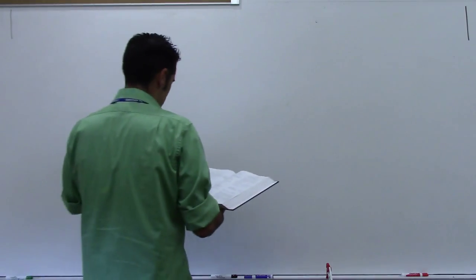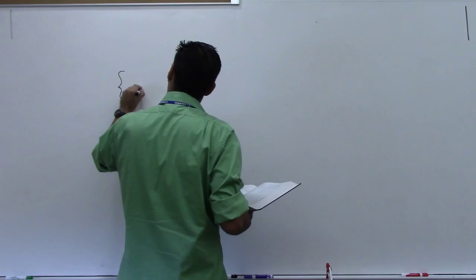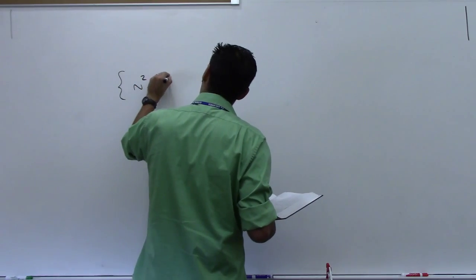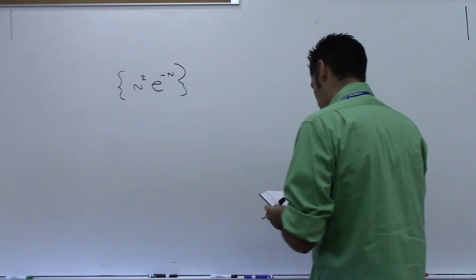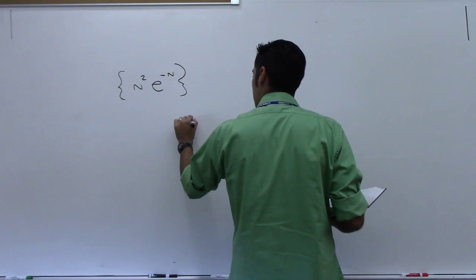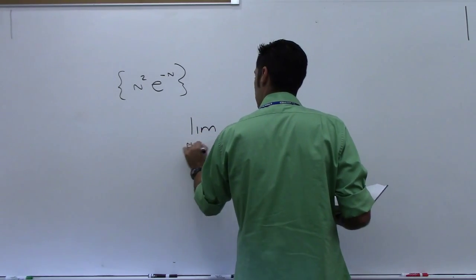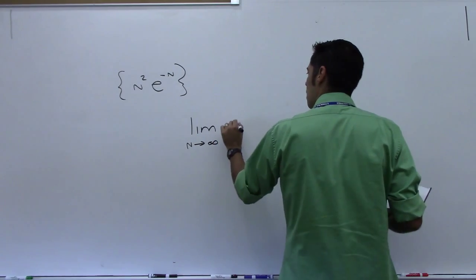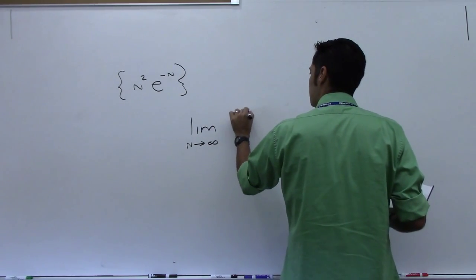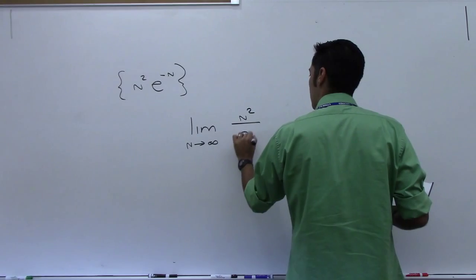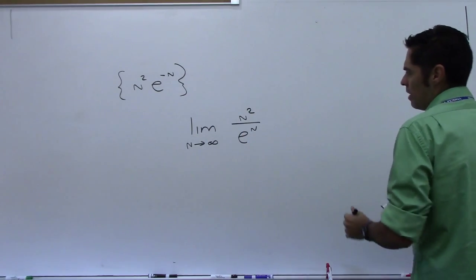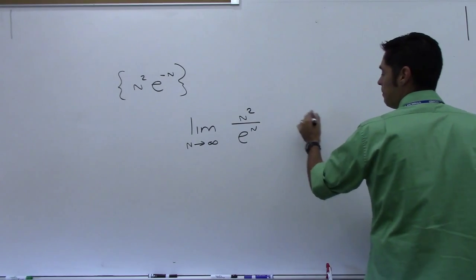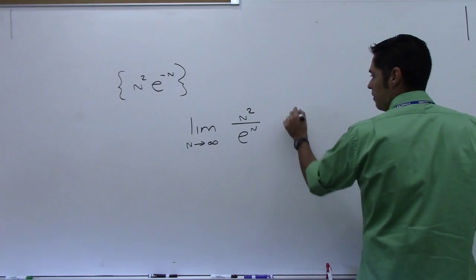Number 23, the sequence is n squared e to the negative n, and we're trying to figure out if this converges or diverges. So I need to figure out the limit as n goes to infinity of, I'm going to rewrite this as n squared over e to the positive n, just using the fact that negative n drops it down. I realize that both of these go to infinity, so I get infinity over infinity.